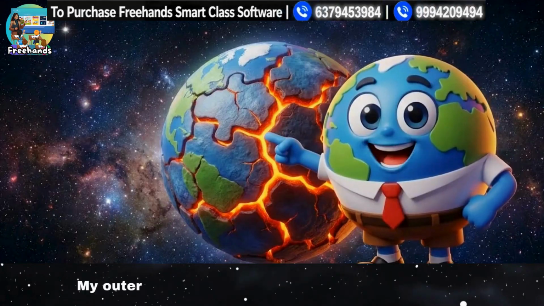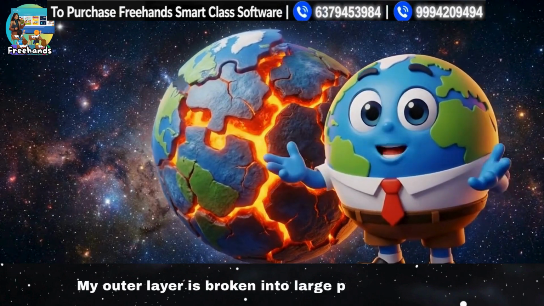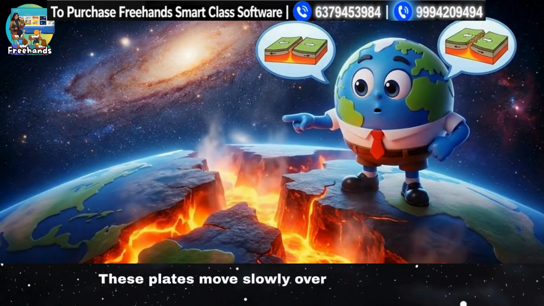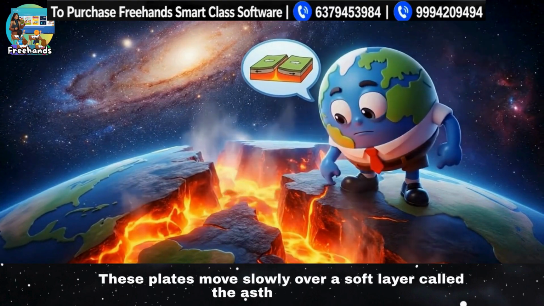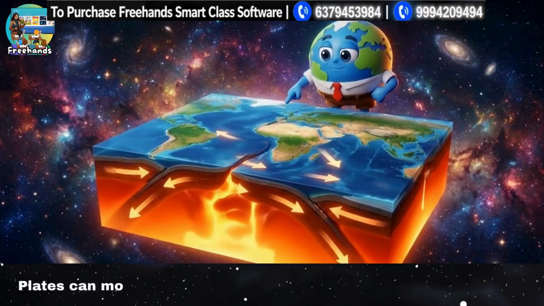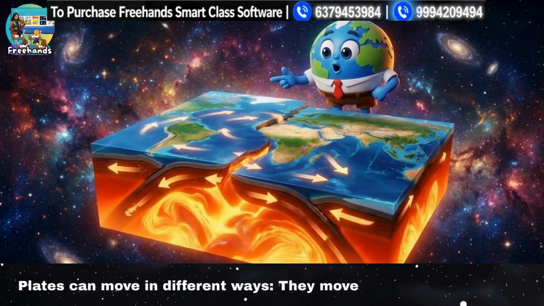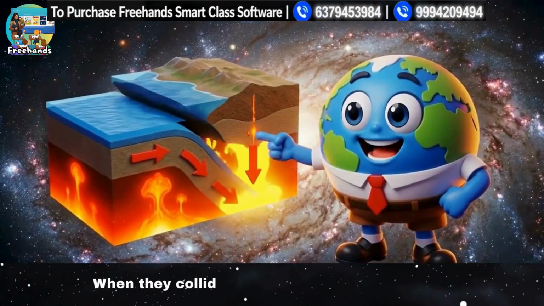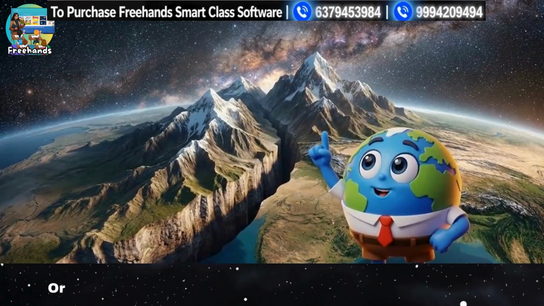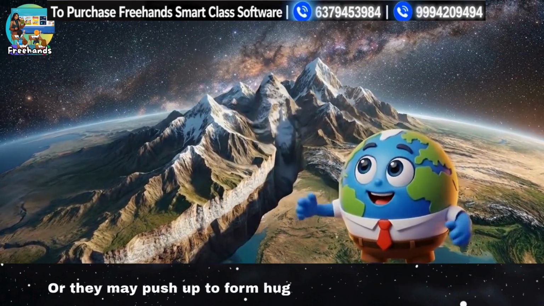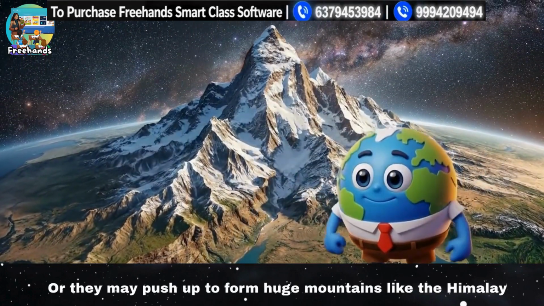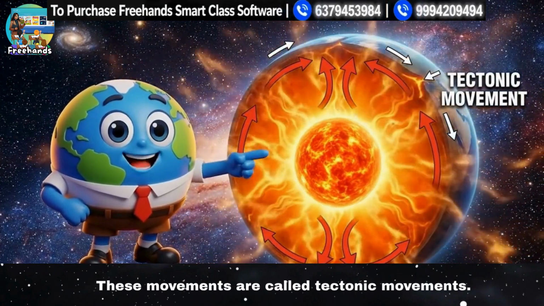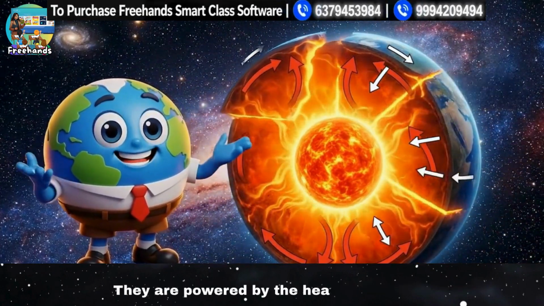My outer layer is broken into large pieces called plates. These plates slowly move over a soft layer inside me called the asthenosphere. Sometimes the plates move away from each other and sometimes they collide. When they collide, one plate may go under another, or they may push up to form huge mountains like the Himalayas. These movements are called tectonic movements, and they are powered by the heat inside me.